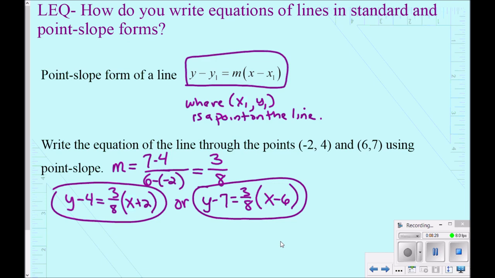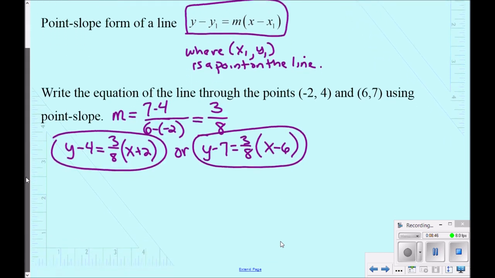Now, the directions only ask for point slope. So if it only asks for point slope, you're going to stop here, where you have the slope and the point easily identified. But if the directions then said put the equation into standard form, then I would have to continue. So even though we're done here, we did put this in point slope form, and that's our answer.